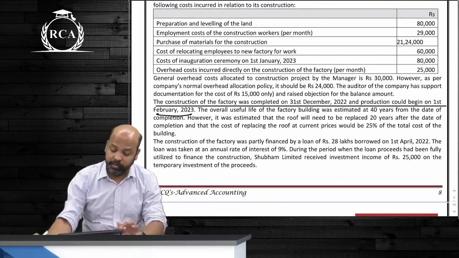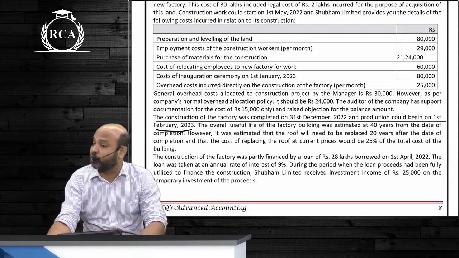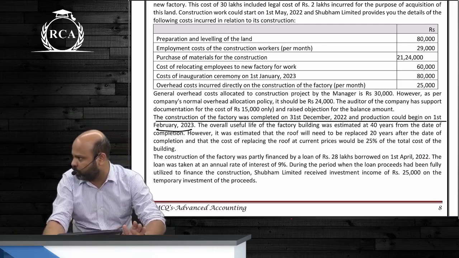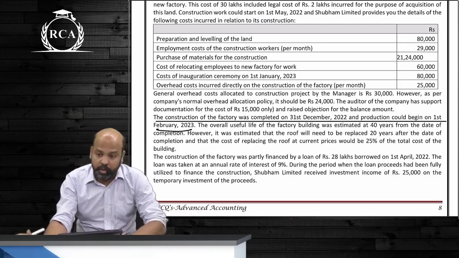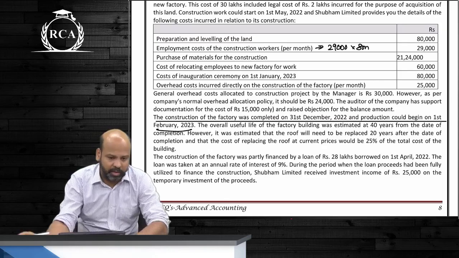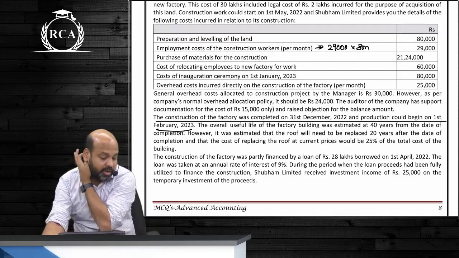Construction continued guys for how many months beta? 1st May 2022 to 31st December 2022. 8 months. Without yawning, we are going to add this cost beta for how many months? 8. Don't write there beta, I will have you write it in detail. This has a proper calculation. Let me just explain, then we will write collectively. Okay?